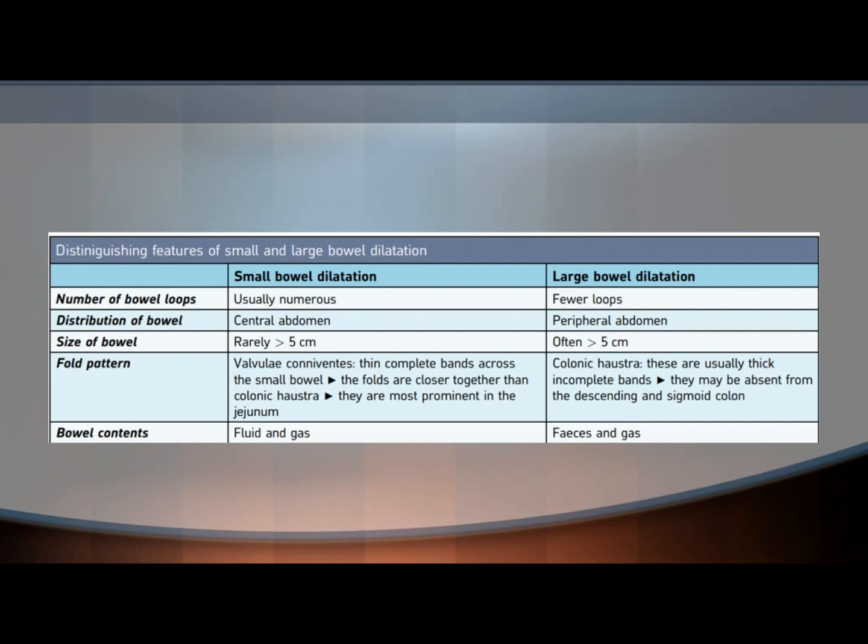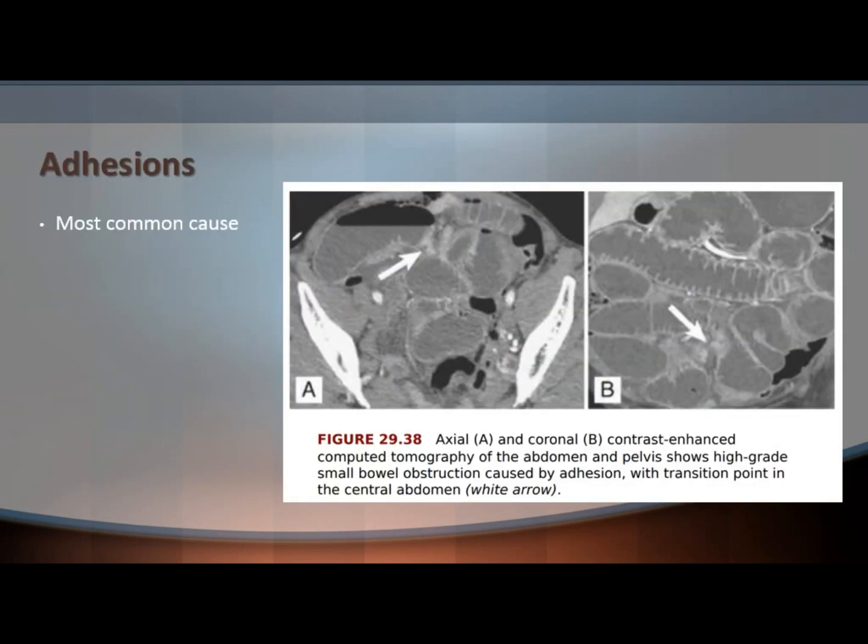And the valvulae conniventes are most prominent in the jejunum and less in the terminal area, in the ileum, I mean. The content: we know that fluid and gas is the content of small bowel, while feces may be seen in the large bowel. So we're going to talk about some important causes of small bowel obstruction.